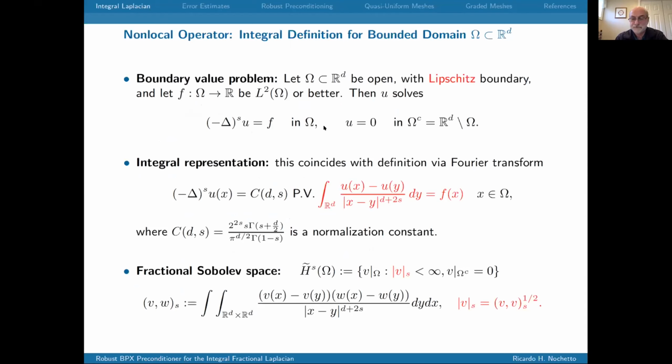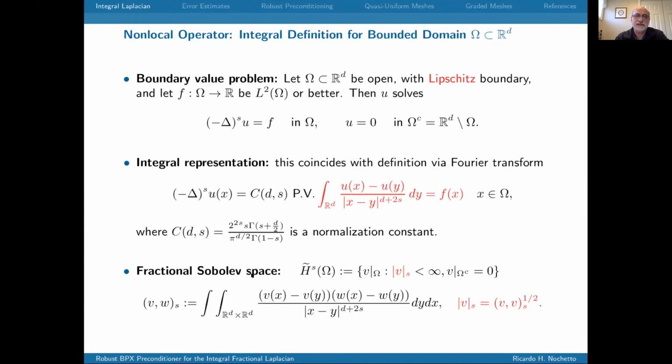So here is the problem, defined on a bounded domain that I'm going to assume is a Lipschitz domain, typically in R2, but think of this in Rn or Rd. The function u is going to be 0 outside. This is the way we pose the Dirichlet boundary condition. And the operator is written here in integral form, as you can see in red. And this is interpreted in the sense of principal value because the kernel of the integral is singular. C here is a constant that is simply a normalization factor that makes this definition consistent with the definition by Fourier transform.